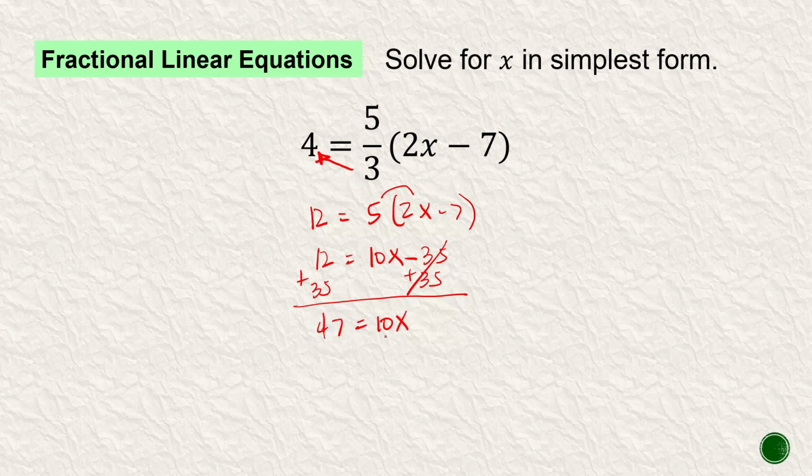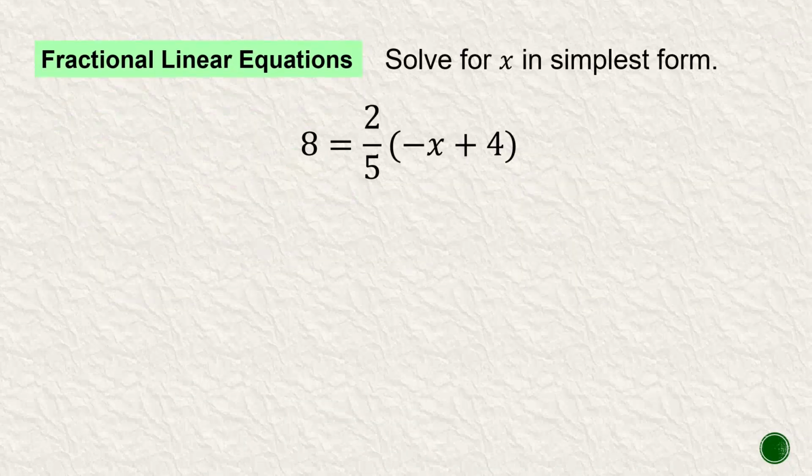Okay, and of course the last step is dividing both sides by 10, and that's going to be the answer, 47 over 10. Maybe you're thinking, oh, that's just 4.7. Well, you are actually correct, they're the same. Okay, let's go to the next one, and this is probably the last.